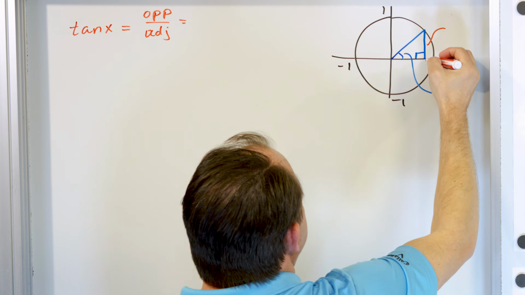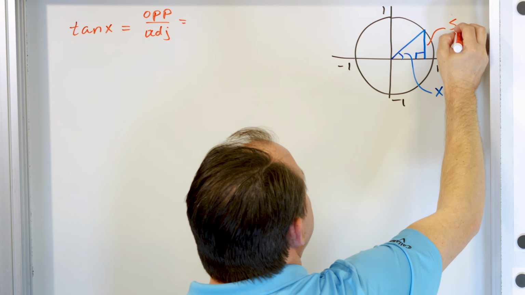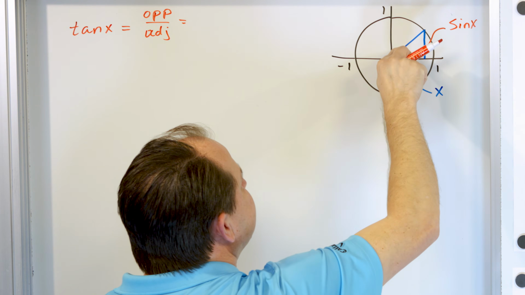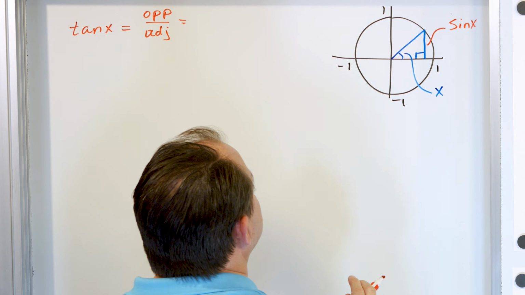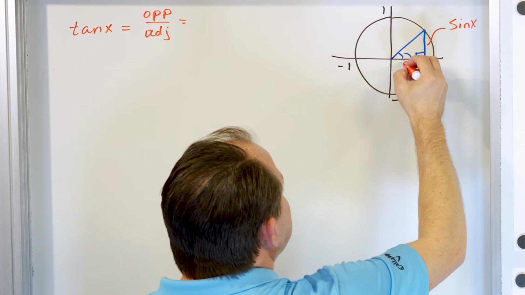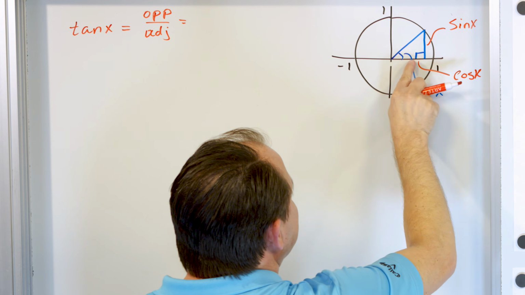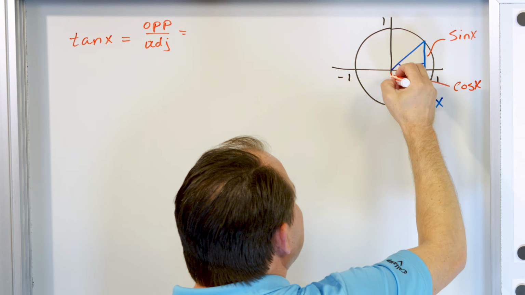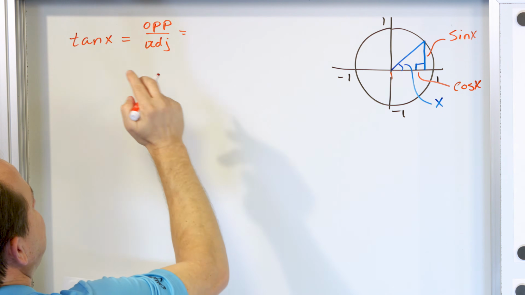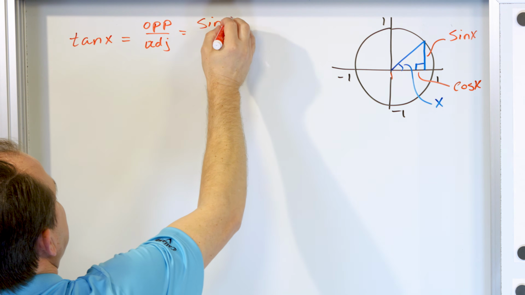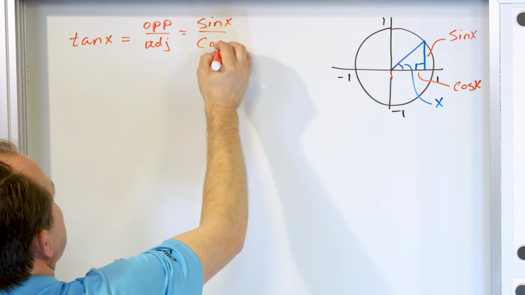The opposite side here of this triangle is the sine of the angle x, because the sine is the projection of this hypotenuse on there. And the cosine is this side right here, cosine of the angle x. That is, by definition, the lengths of these sides of this triangle. So the opposite side is the sine of the angle, and the adjacent side is the cosine of the angle.